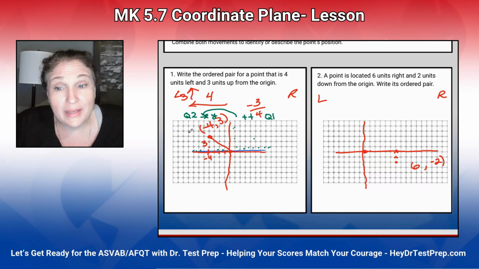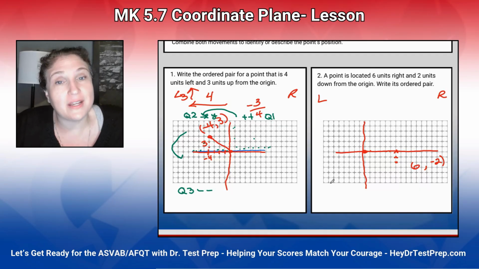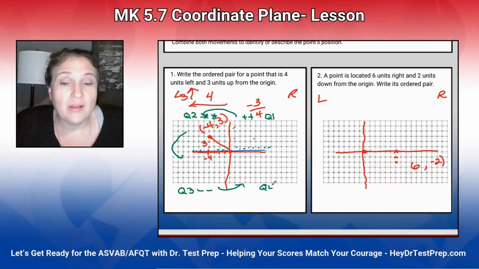Then we keep going counterclockwise. That puts this at quadrant number 3. In order to get to all the points in quadrant number 3, I'm going backwards first and then down. So these points we call negative, negative. The last one would be quadrant number 4. And we get to these points by going positive x first and negative down for y.